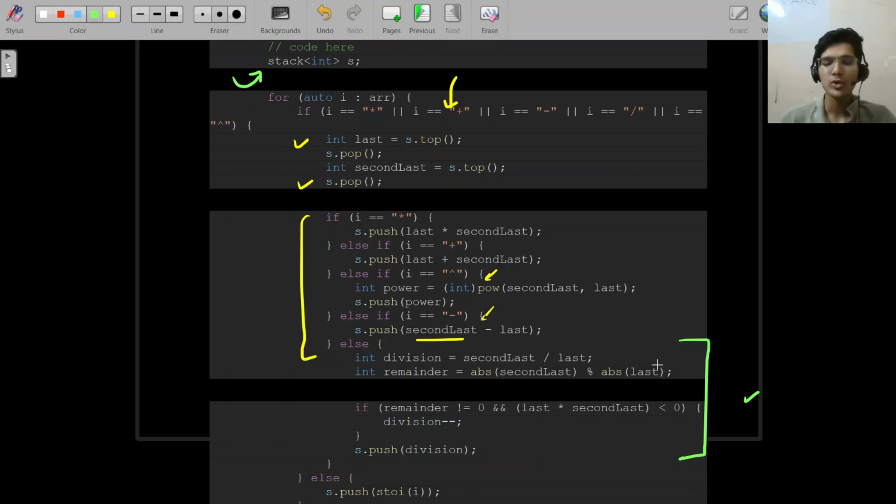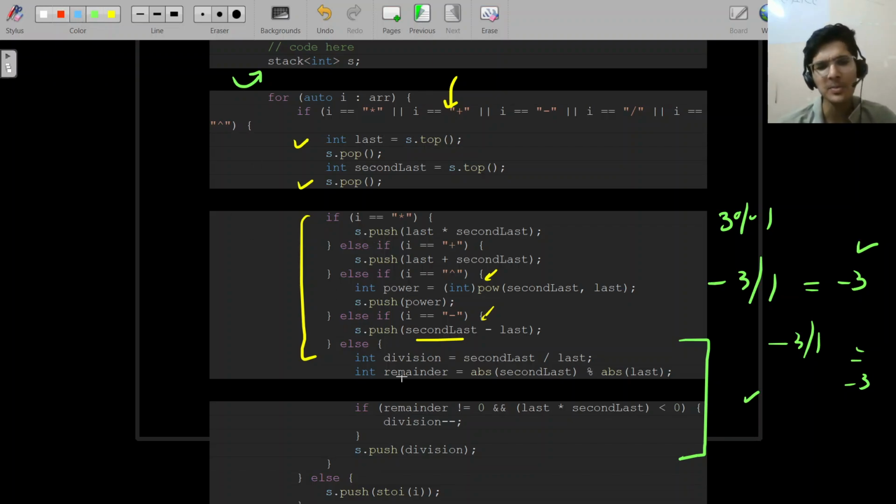Okay, so now you do the division. Now you will check, let's say, minus 3 divided by 1. It will be minus 3, no problem. Then you will also put absolute. Very, very important. Whenever you are doing the division, try to put absolute. Otherwise that will create a problem. If we don't put absolute, minus 3 divided by 1, you know it is minus 3, but the compiler does not know. It might create a problem. So always using absolute is a better way.